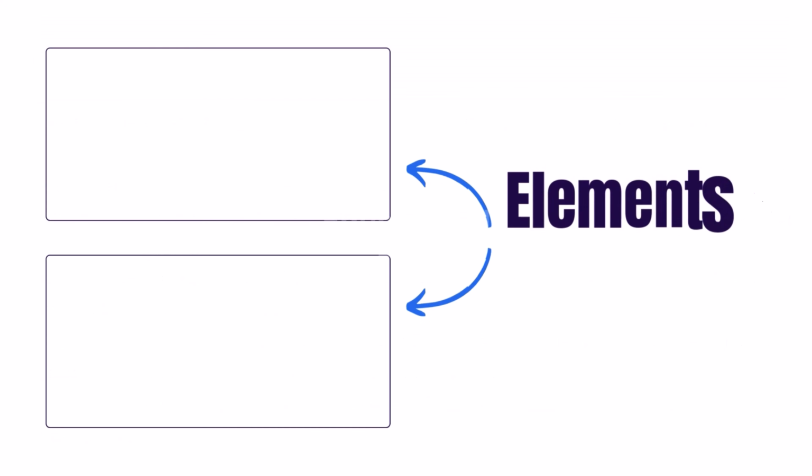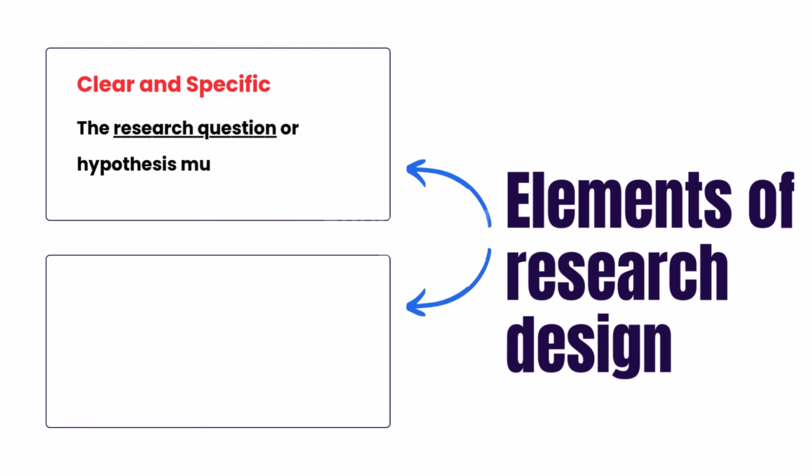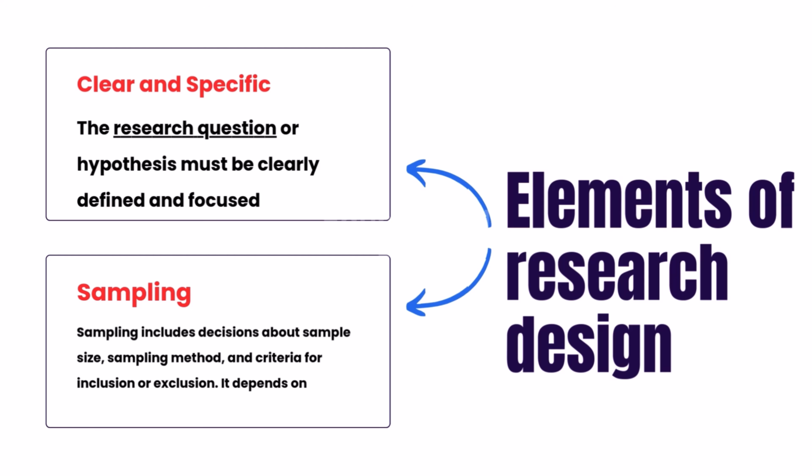So, here are the elements of research design. The elements of research design should be carefully planned and executed to ensure the reliability of the study findings. There are 8 major elements which are discussed here. 1. Clear and specific. The research question or hypothesis must be clearly defined and focused. 2. Sampling. Sampling includes decisions about sample size, sampling method, and criteria for inclusion or exclusion. It depends on the type of research design.